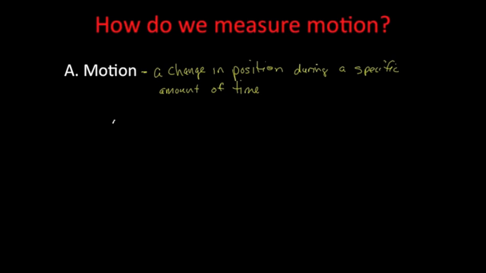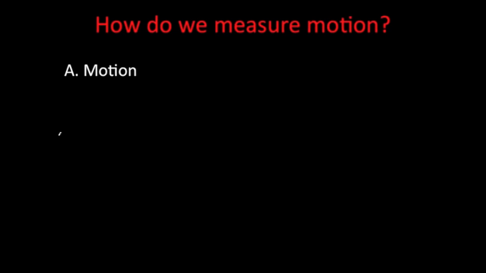Okay. Motion is measured relative to an observer. So whoever's watching the motion occur is going to be measuring the motion. That is known as relative motion.